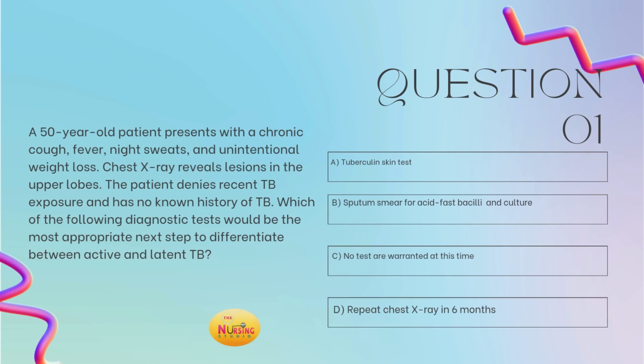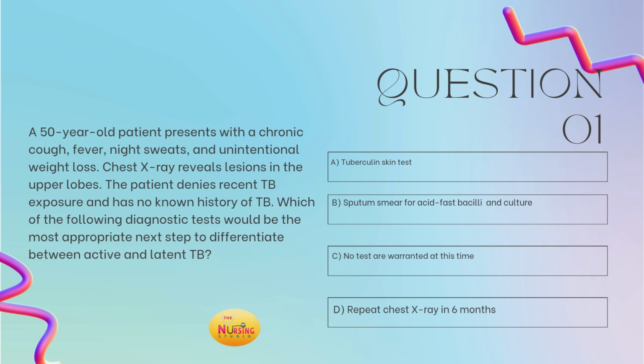Question number one states: a 50-year-old patient presents with a chronic cough, fever, night sweats, and unintentional weight loss. Chest x-ray reveals lesions in the upper lobes. The patient denies recent TB exposure and has no known history of TB. Which of the following diagnostic tests would be the best, most appropriate next step to differentiate between active and latent TB? Is it A, a tuberculin skin test, B, a sputum smear, C, no tests are warranted at this time, or D, repeat the chest x-ray in 6 months? Take a moment and tell me what you got in the comments, you guys.